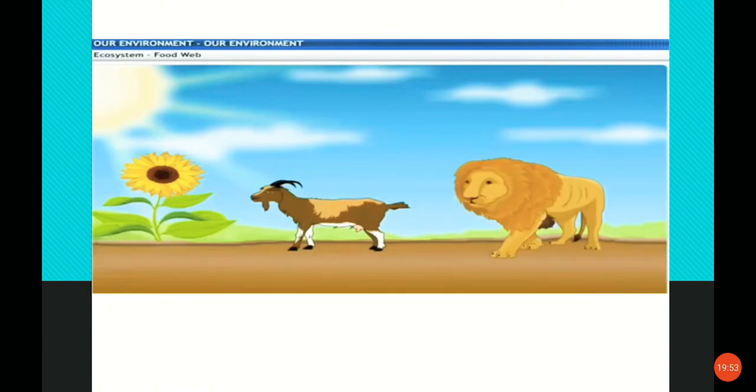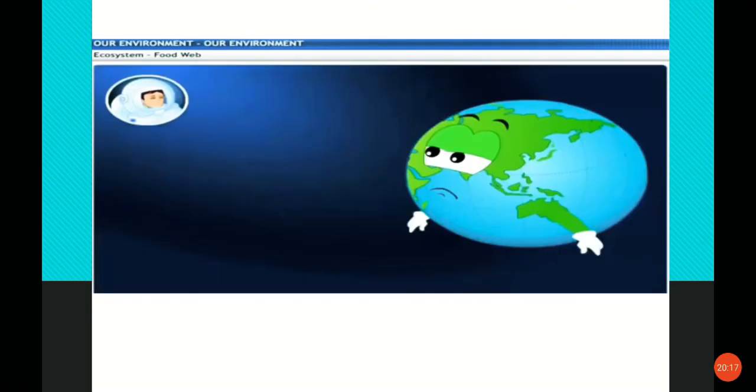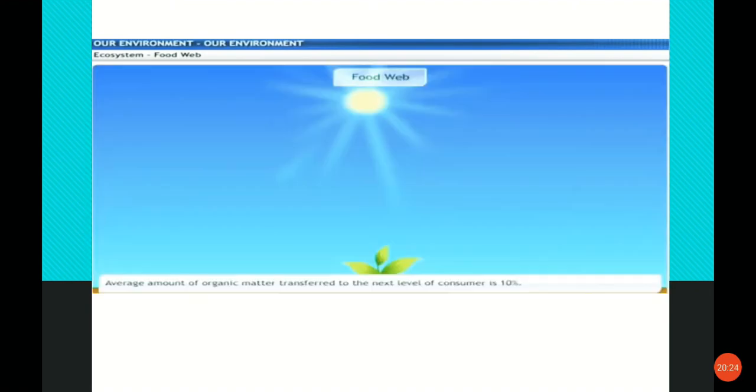So, when one form of energy is changed to another, some energy is lost to the environment in forms such as solid waste, movement energy, and heat energy, which cannot be used again. Therefore, only a small amount of energy is transferred to the next trophic level. So what is the amount of energy that is transferred from one trophic level to the next?